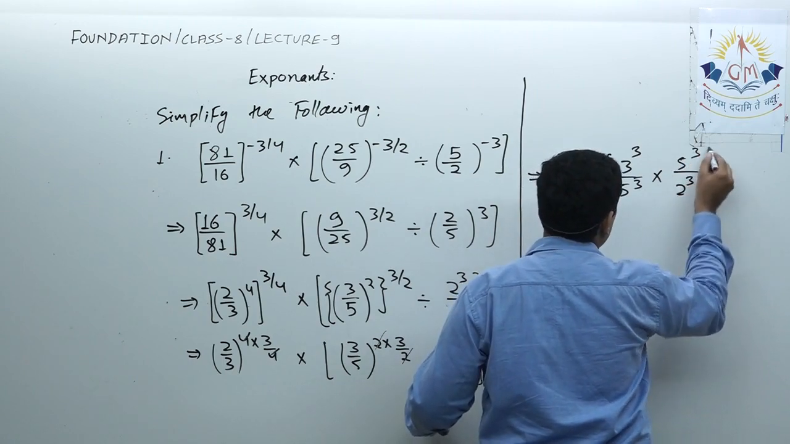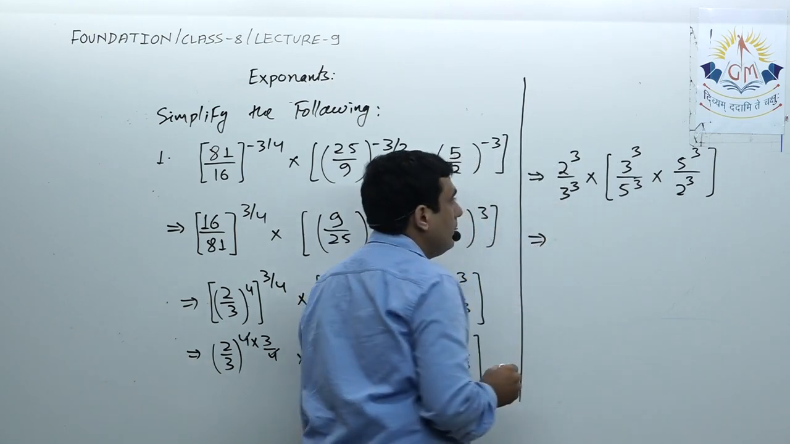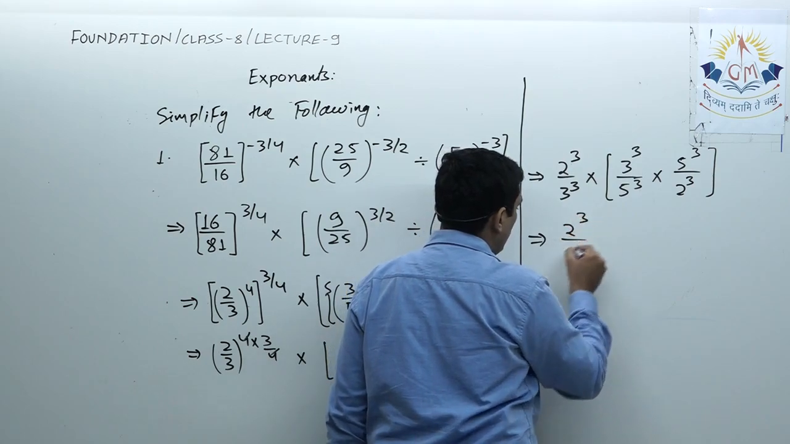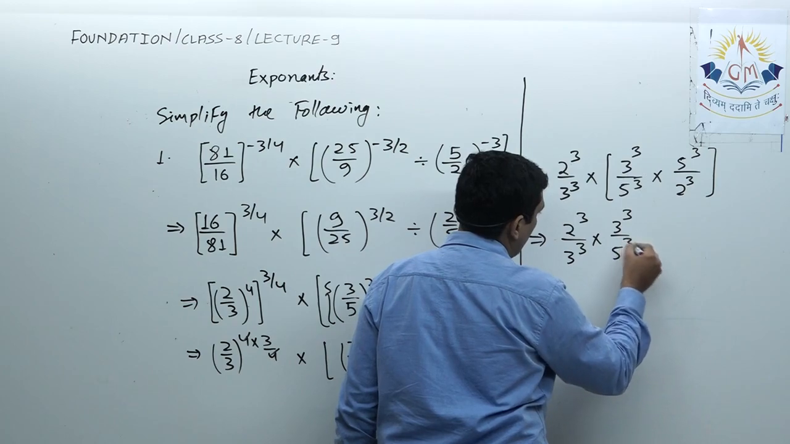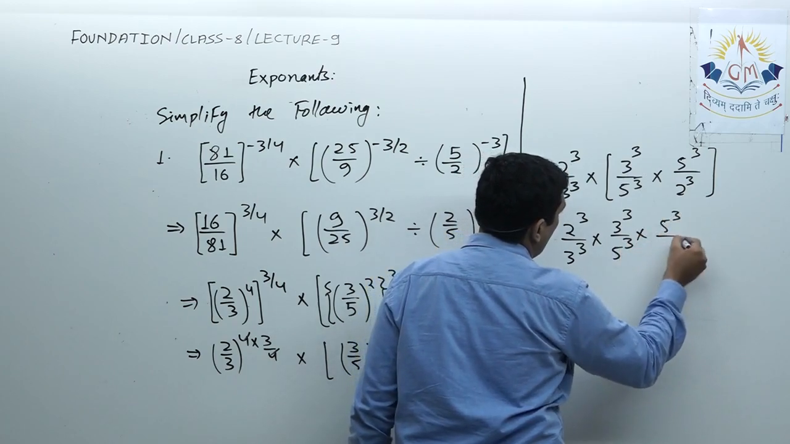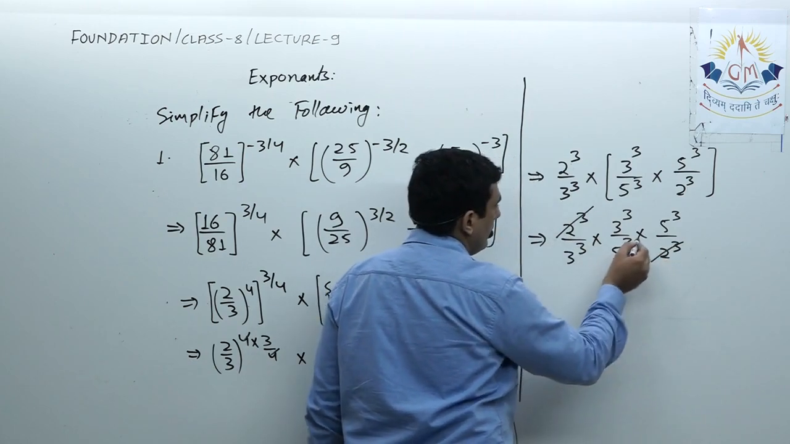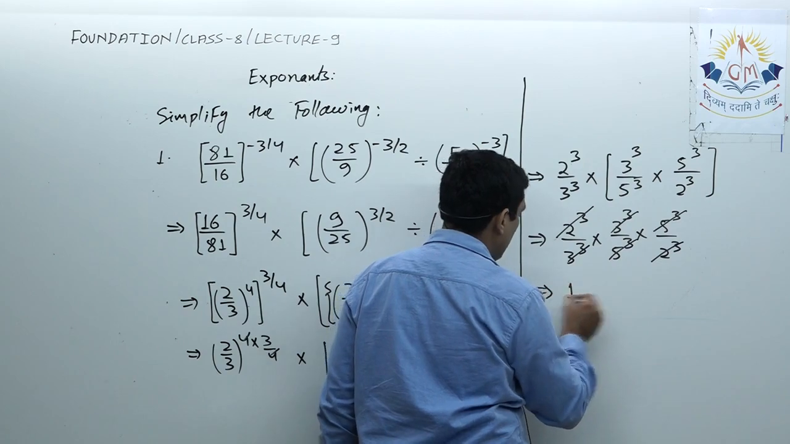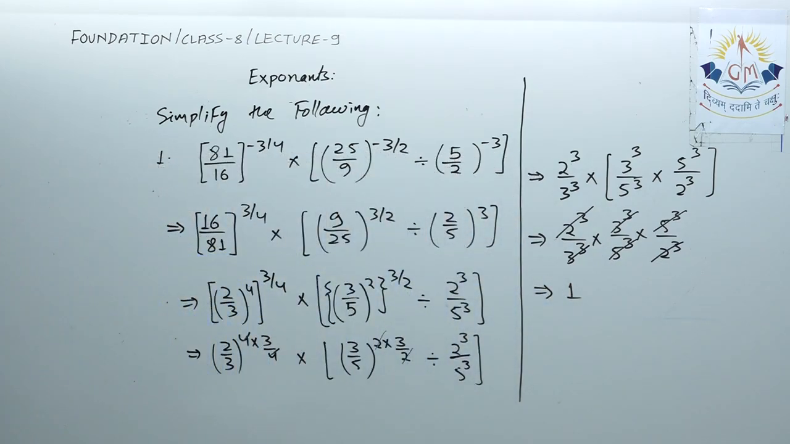Okay, now all these terms are in multiplication, so here I can write 2 cubed, 3 cubed, 3 cubed, 5 cubed, 5 cubed, 2 cubed. So this 2 cubed cancels with this, and this with this. So ultimately our answer is 1. So note it down, then we'll see the next question.